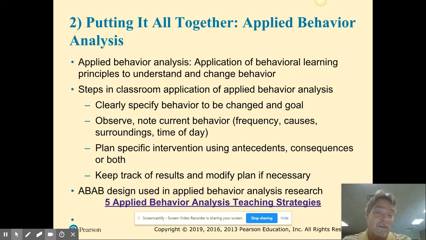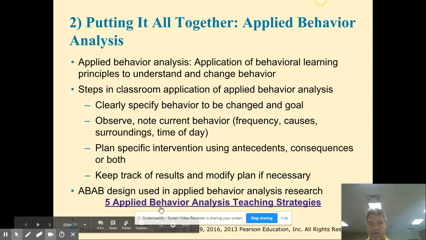And my special ed teachers, they'll know that if you have to write an IEP, you'll start looking for percentages. 4 out of 5 times, 80% of the time, this student will redirect their own behavior. And that's a classic example of an applied behavior analysis.